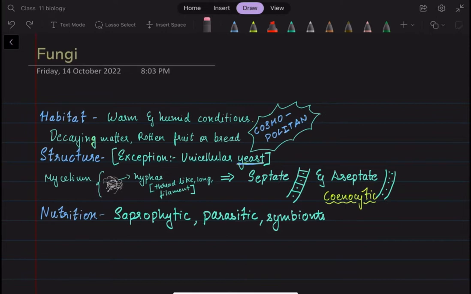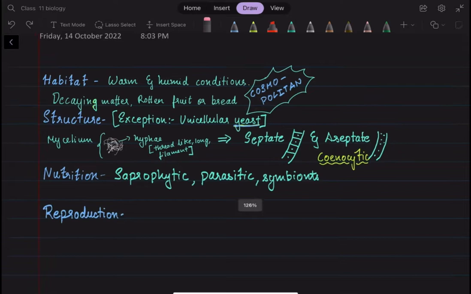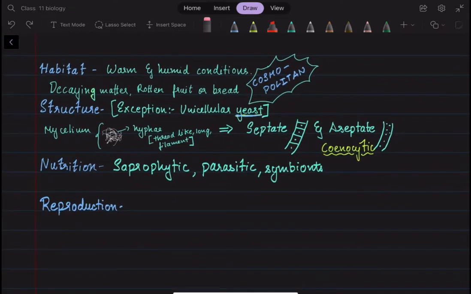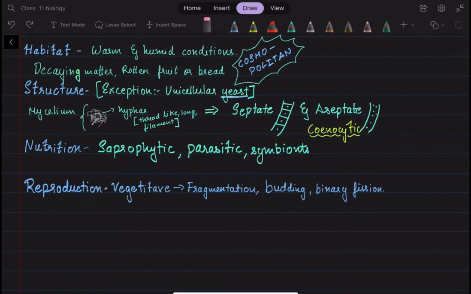Coming to the nutrition, as we all know, fungi are mainly saprophytic, parasitic, and symbionts too. In symbionts, examples like lichens and mycorrhiza are seen. Now, reproduction takes place in three modes: vegetative, asexual, and sexual. In vegetative mode, we find many modes again. Fragmentation, budding, binary fission, etc. are seen in fungi.